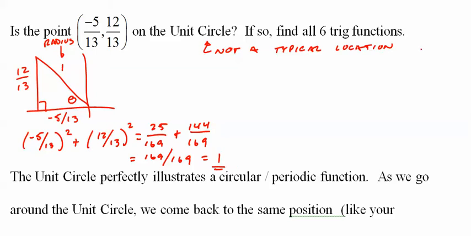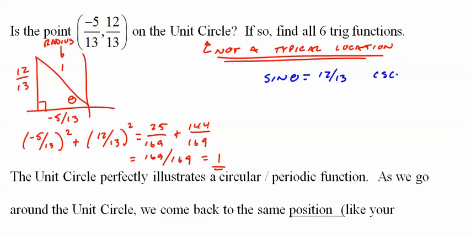So find all 6 trig functions. Just like the unit circle, the nice part is sine's the y, 12/13. Cosecant's the flip, 13 over 12. Cosine is the x, and secant is the flip. So these are pretty straightforward to do.